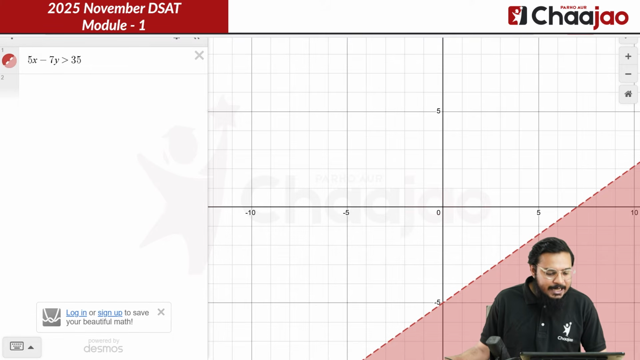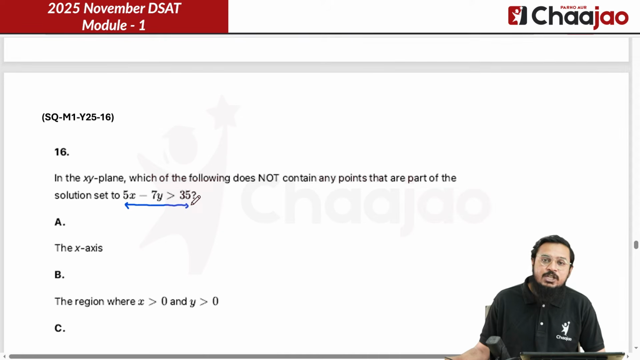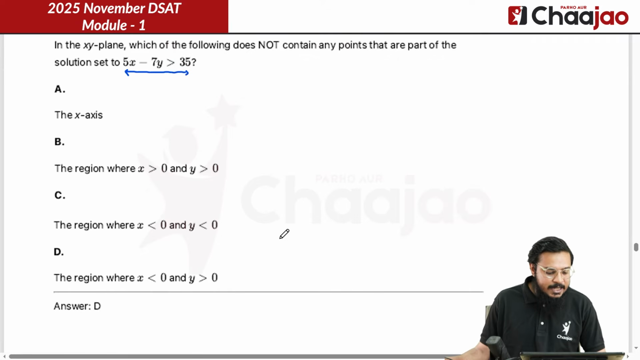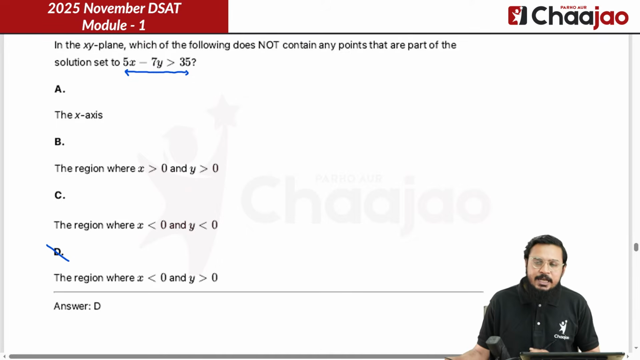Because the question clearly states that you have to find out the region for the no solution system, which does not contain any points that are part of the solution. So we are looking to figure out the region where the solution of this given graphical inequality does not lie. So that should be x is less than 0 and y is greater than 0, and that's mentioned in answer option D at the bottom again.